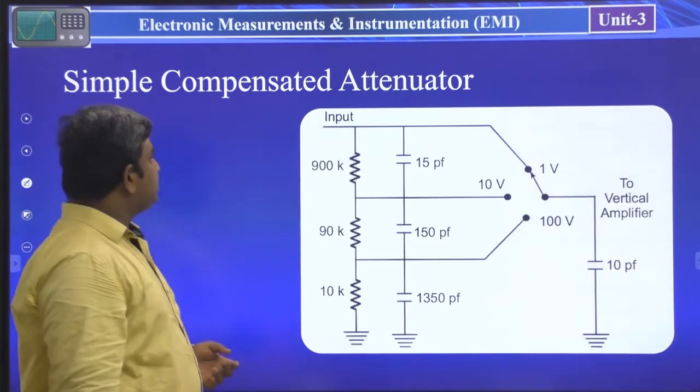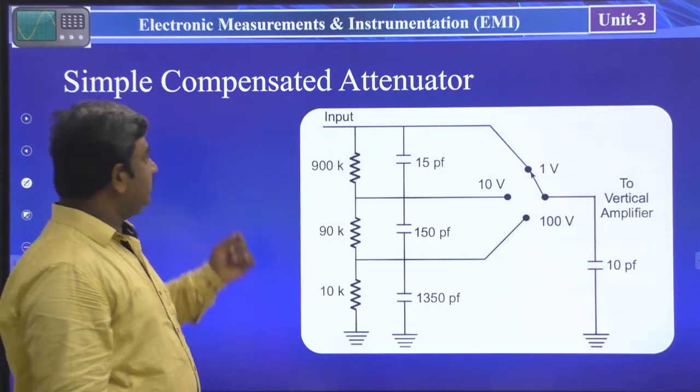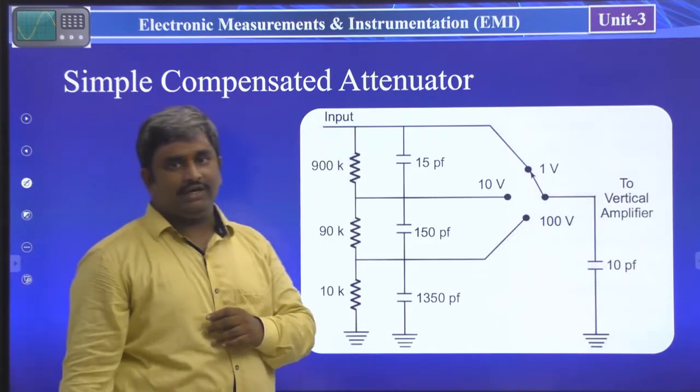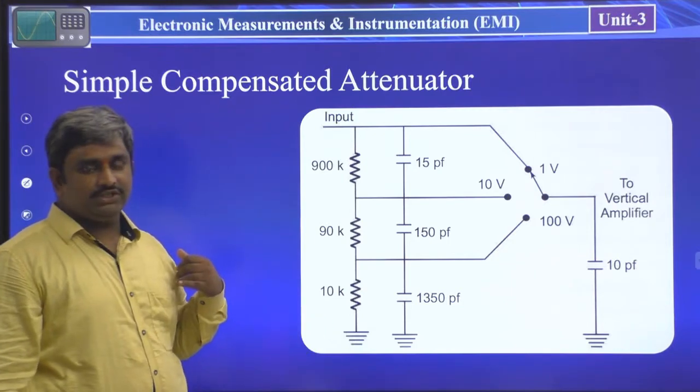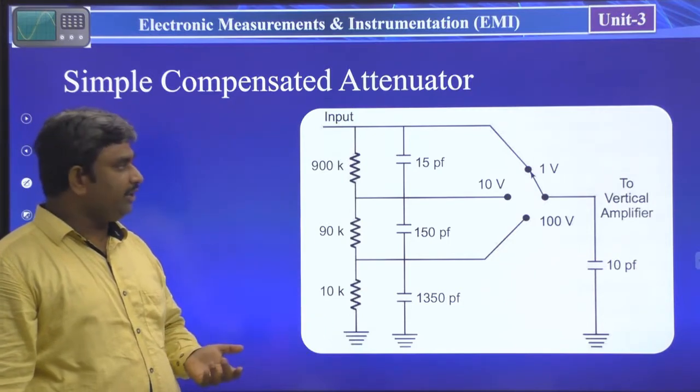Next, the second category of attenuators, that is the simple compensated attenuator. In the previous discussion we have seen the uncompensated attenuator.